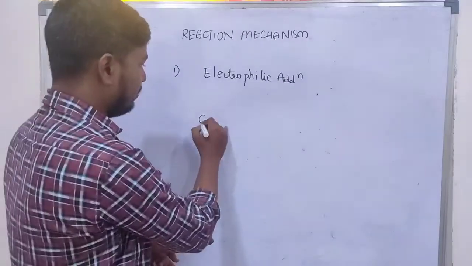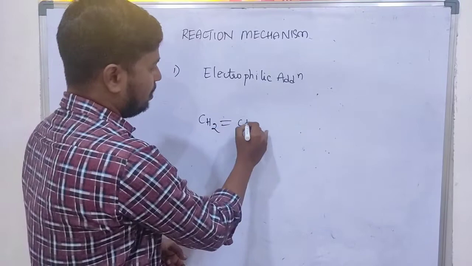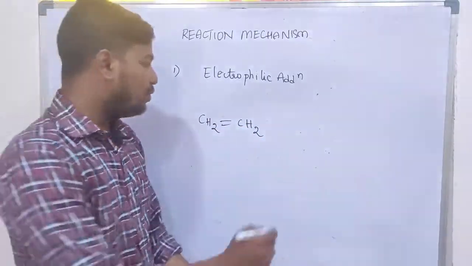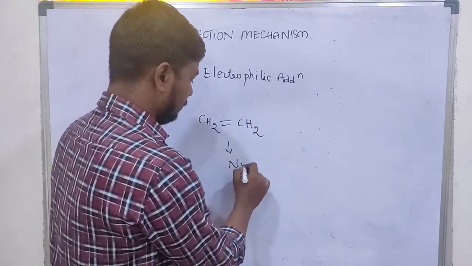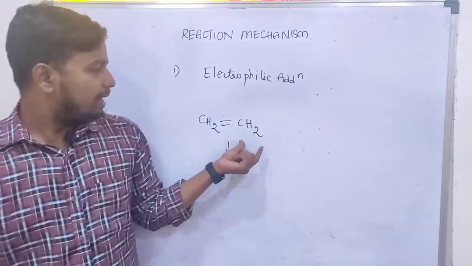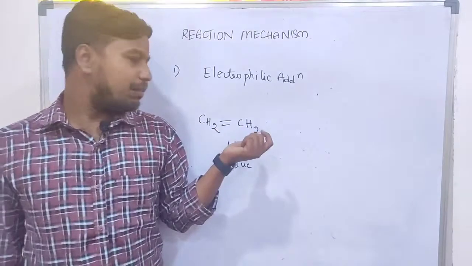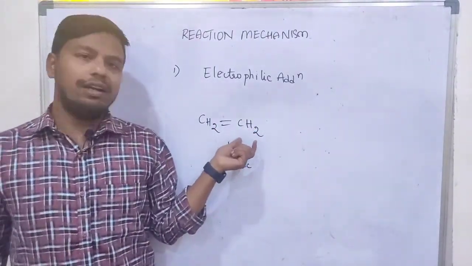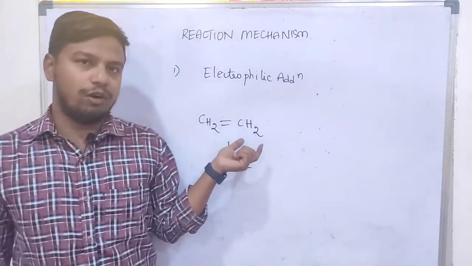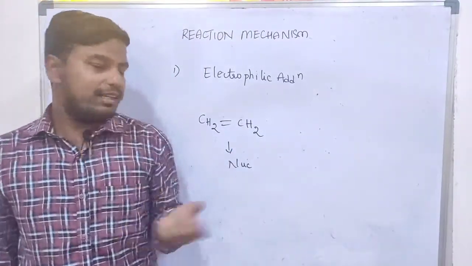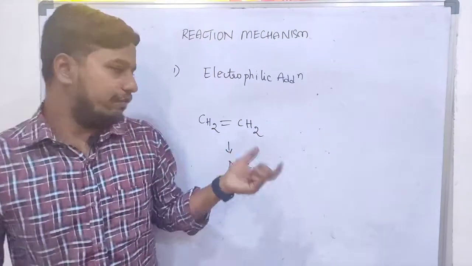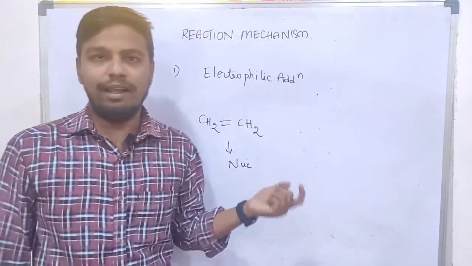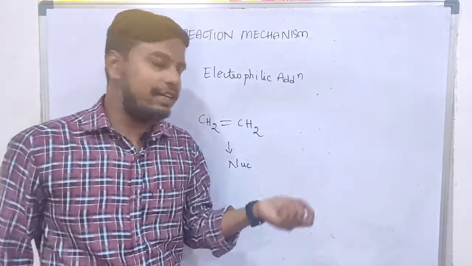I am taking an example here: a simple alkene, which is going to behave as a nucleophile. What does that mean? The pi electrons present are electron dense, meaning the electron density over this alkene molecule is more. If more electron density is there, it is considered a nucleophile. So simple unconjugated alkenes behave as nucleophiles.